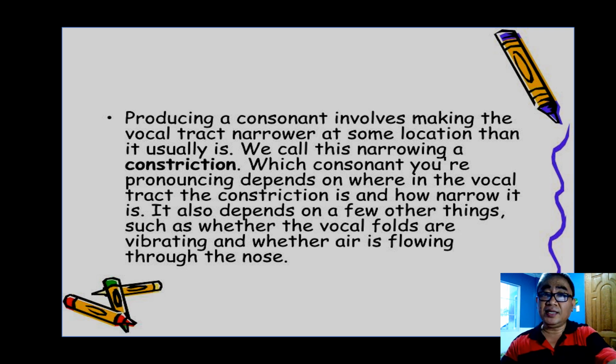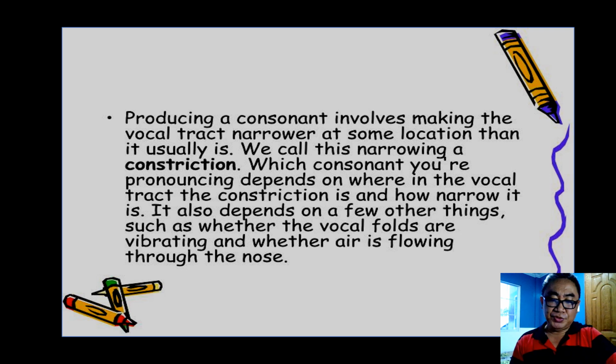Now, producing a consonant sound involves making the vocal tract narrower at some location than it usually is. We call this narrowing a constriction. Which consonant you're pronouncing depends on where the constriction is in the vocal tract, and how narrow it is. It also depends on a few other things, such as whether the vocal folds are vibrating and whether air is flowing through the nose.